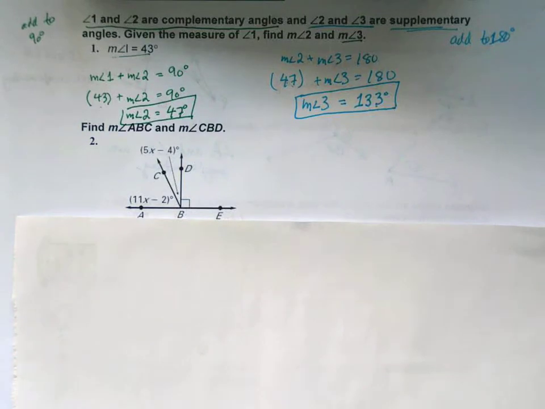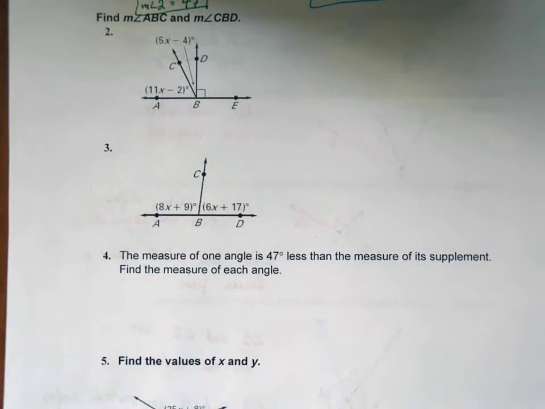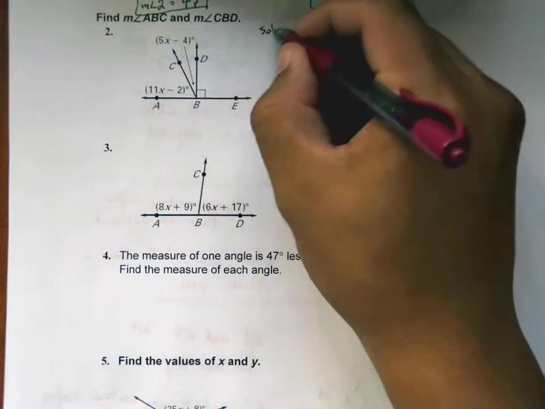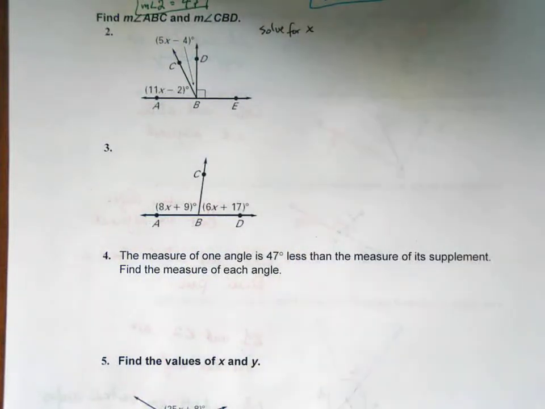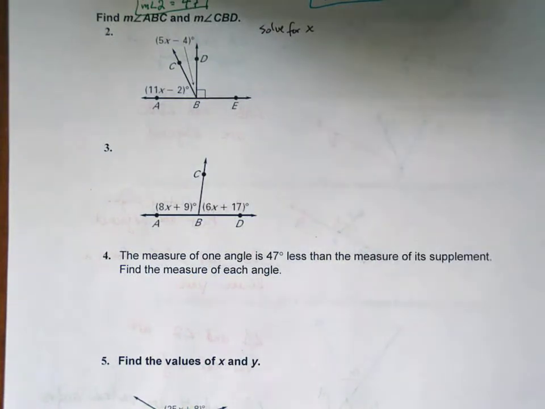Let's continue here. So now we're going to solve this next problem. We're going to find the measure of angle ABC and the measure of angle CBD. Okay? And you can see that these angles are represented with variables. So the first thing we're going to do is we're going to solve for x first. Okay? We're going to solve for x and then use x to answer the question that we're actually looking to answer. Okay? So something important to notice here, this little mark right here indicates that it is a 90-degree angle.